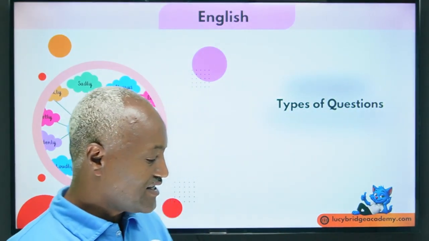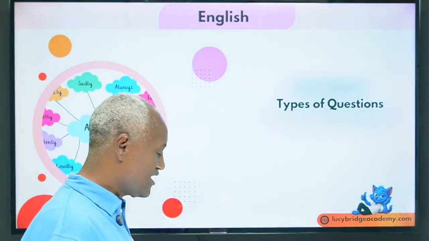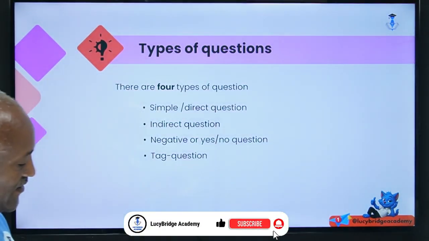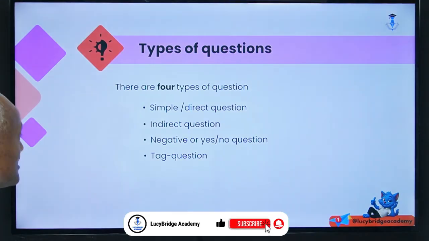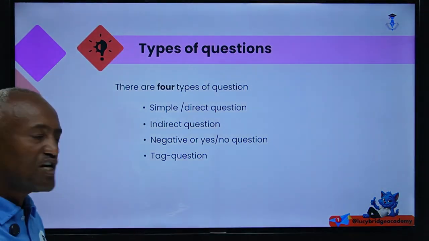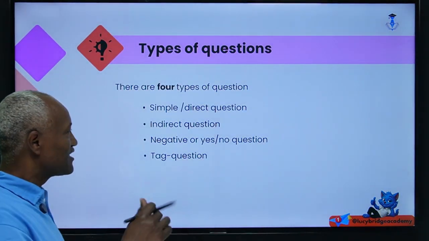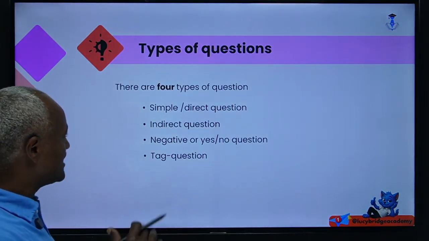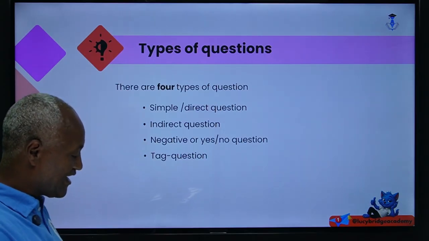After I said that, let's come to types of questions. Yes. So when we say types of question, I categorized them under 4 pointers. That is simple question, or else we call it direct question, indirect question, negative or yes no question, tag question, and like that.